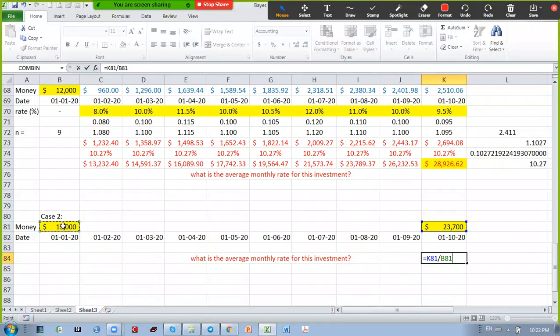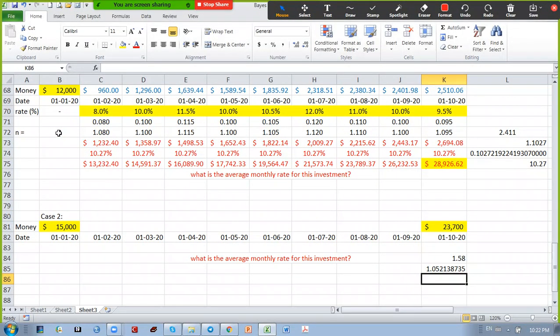Just take ending divided by beginning. This is not money. Okay, not money. Don't take money. This is a general ratio. Then you take a root, right? Remember the root? Ending future value divided by present value. Take a root. What root? Again, 1 divided by 9, because 9 periods. Okay, and then take the 1 out. Put them as percentage.